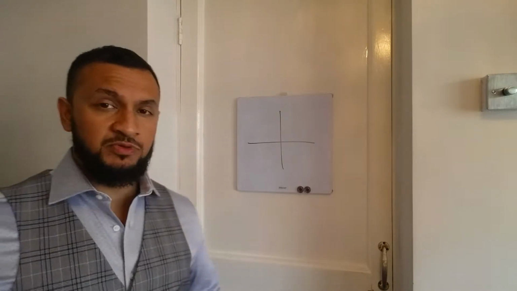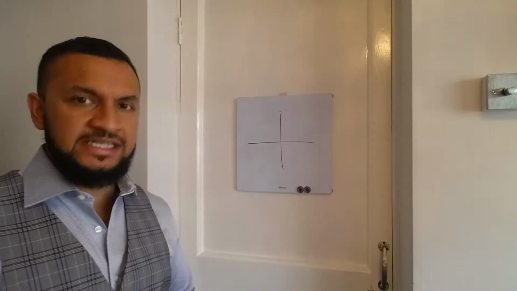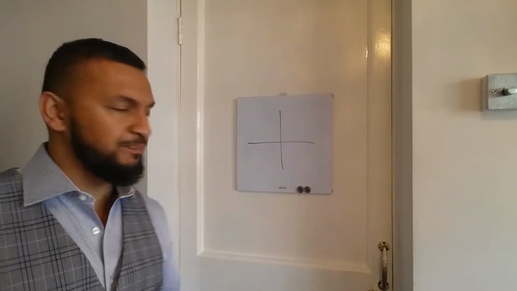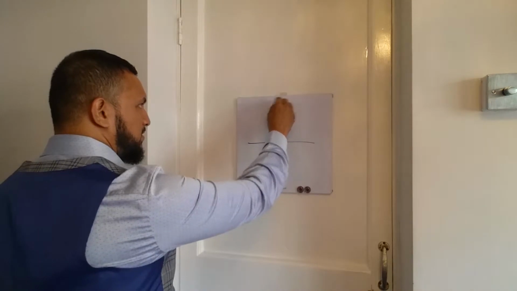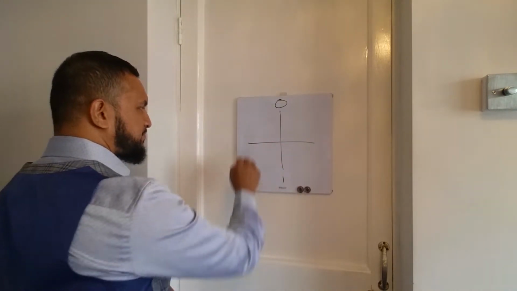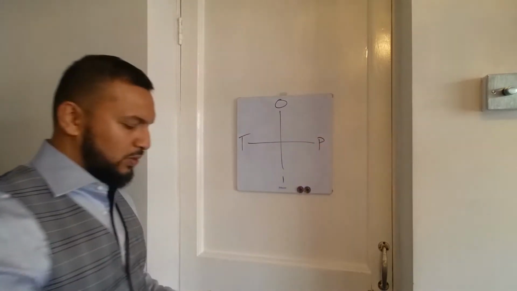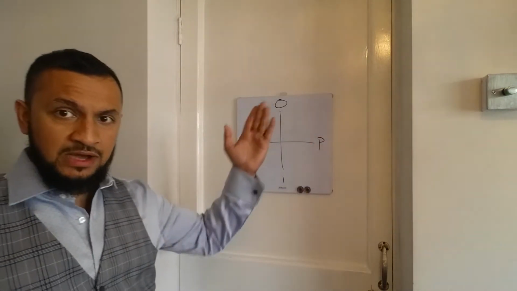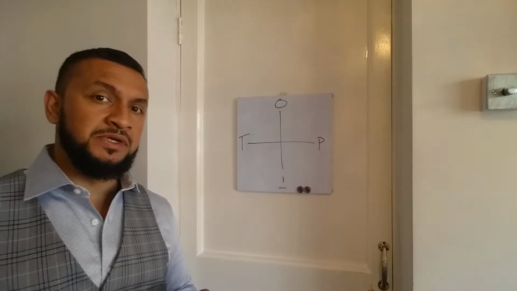Now, you could go into the Myers-Briggs and try to understand the 16 traits, but this is a lot simpler, easier to understand and easier to learn. What you'll do is you'll have a board, and on the outside you'll have an O and an I, and then you will have a T and then a P. All this really means is someone who is outgoing, someone who is introverted, someone who is task orientated, and someone who is people orientated.